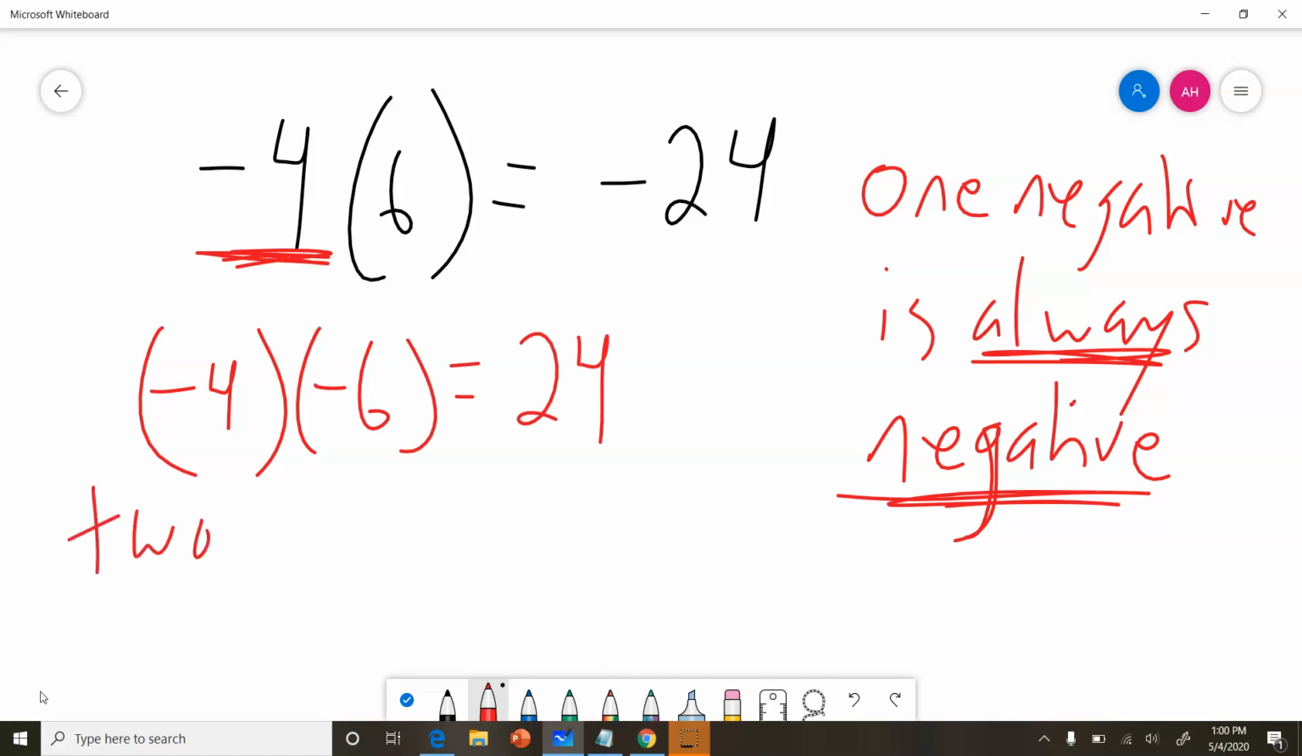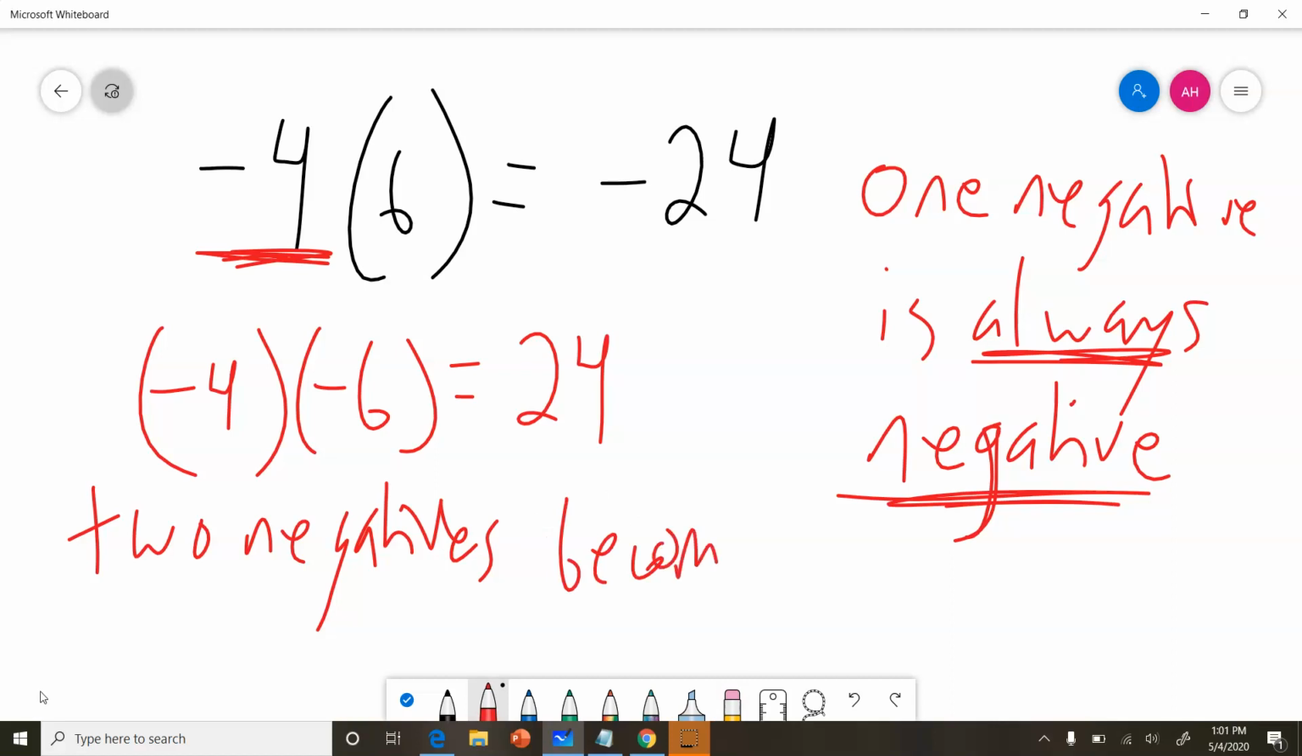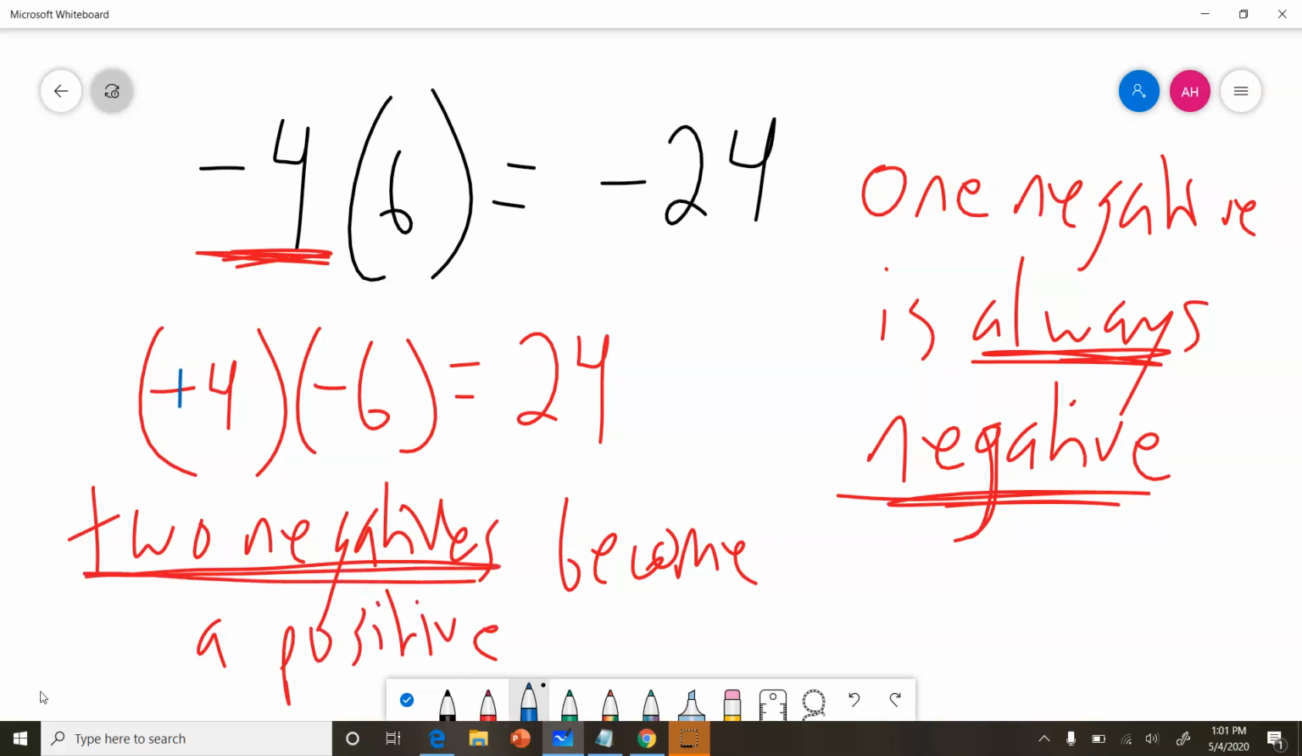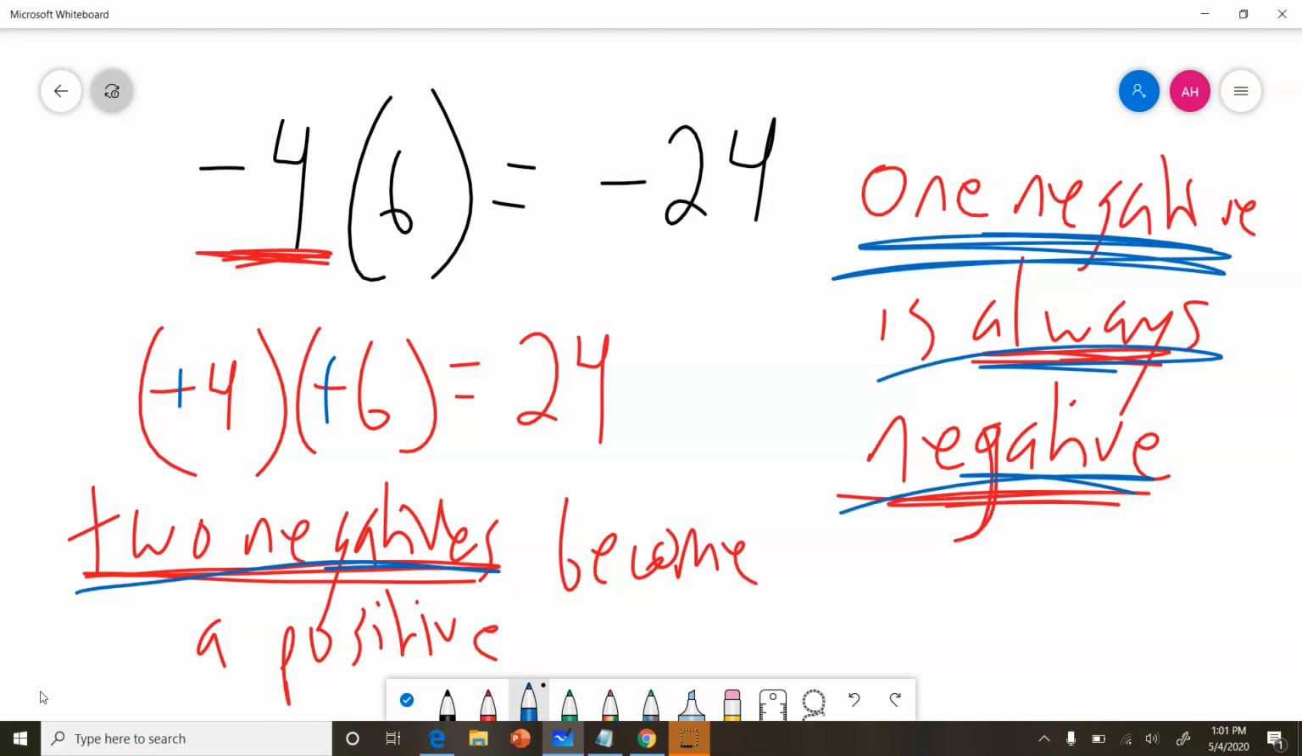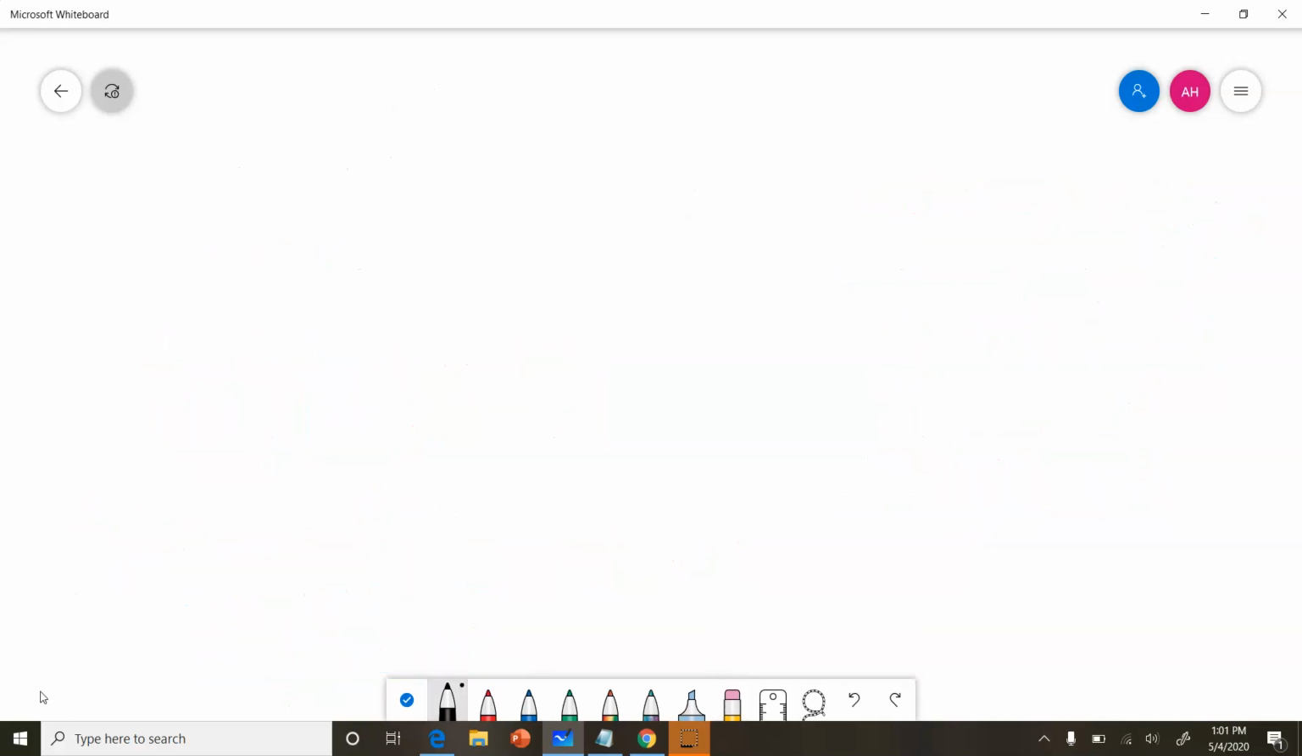tells us that two negatives become a positive. So whenever we have two negatives, even though they're both negative, it actually changes and they both become plus. Okay, that's always, always, always true. So one negative, we only have one negative, always negative. We have two negatives, always positive. Okay, so let's do another example of this kind.